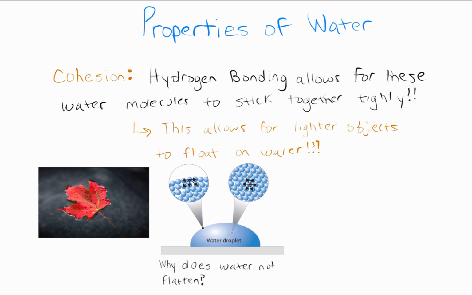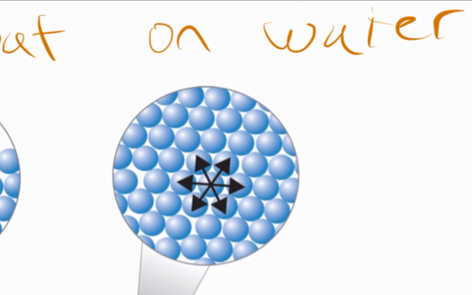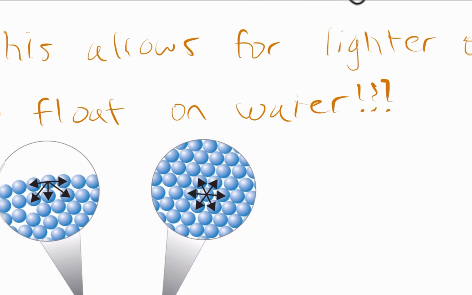This hydrogen bonding creates surface tension. These water molecules are so packed together, we see here kind of like a net, that anything that's lighter than water can float above it.